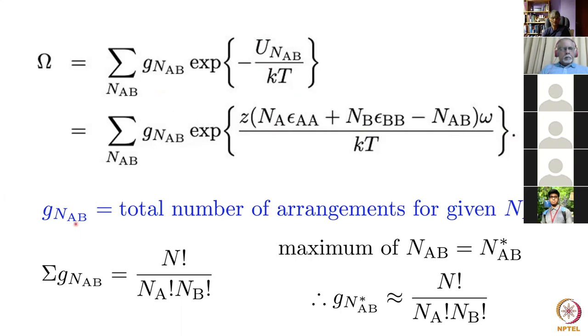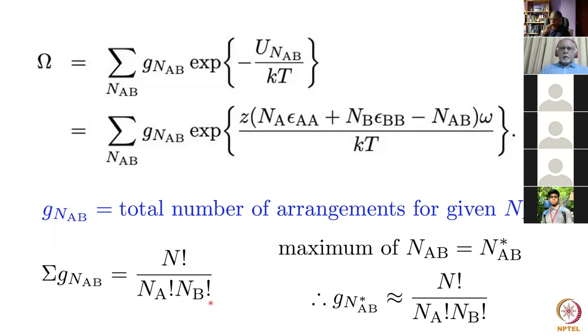So g(NAB) is simply the total number of arrangements for a given value of NAB. It's the degeneracy of that state. How many states do I have which have exactly the same number of AB bonds and energy? And the total number of arrangements I can get in a mixture of N atoms is simply N factorial over NA factorial into NB factorial, as we did in our earlier example.